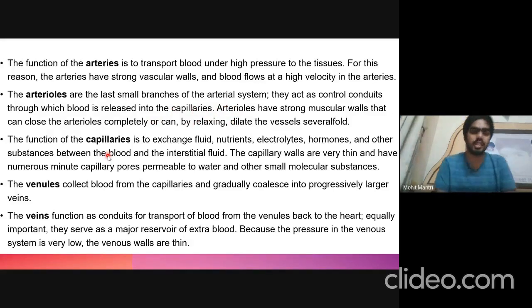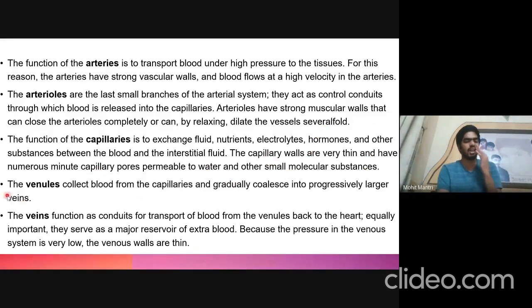Then come the capillaries. The major function of capillaries is to exchange fluid, nutrients, electrolytes, hormones, etc. from the blood into the interstitial fluid. Capillary walls are very thin, and they contain many capillary pores which are permeable to water but impermeable to large protein molecules such as albumin and globulin. And so water and small molecular substances can easily pass from these capillaries into the interstitial fluid.